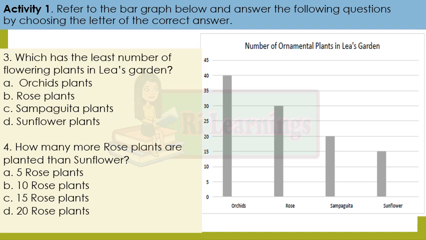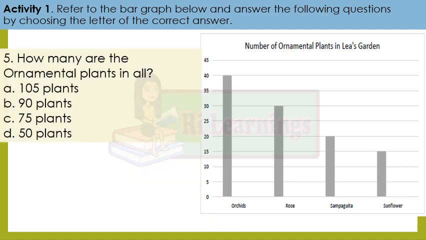4. How many more rose plants are planted than sunflower? A. 5 rose plants. B. 10 rose plants. C. 15 rose plants. D. 20 rose plants. 5. How many are the ornamental plants in all? A. 105 plants. B. 90 plants. C. 75 plants. D. 50 plants.